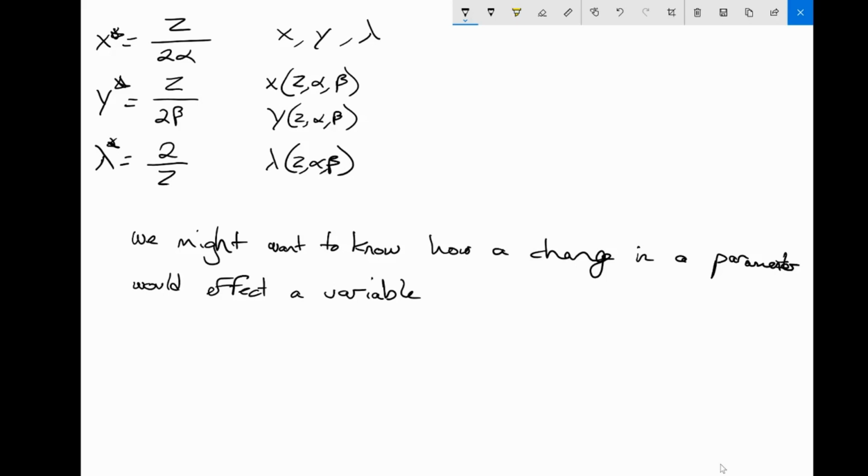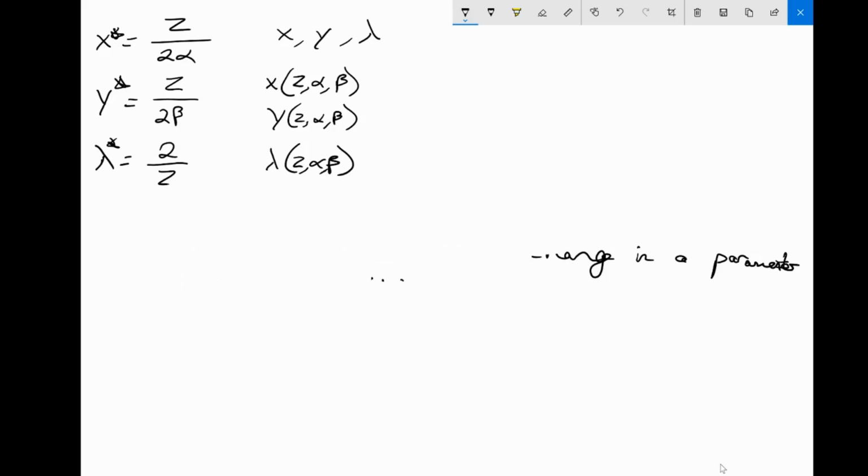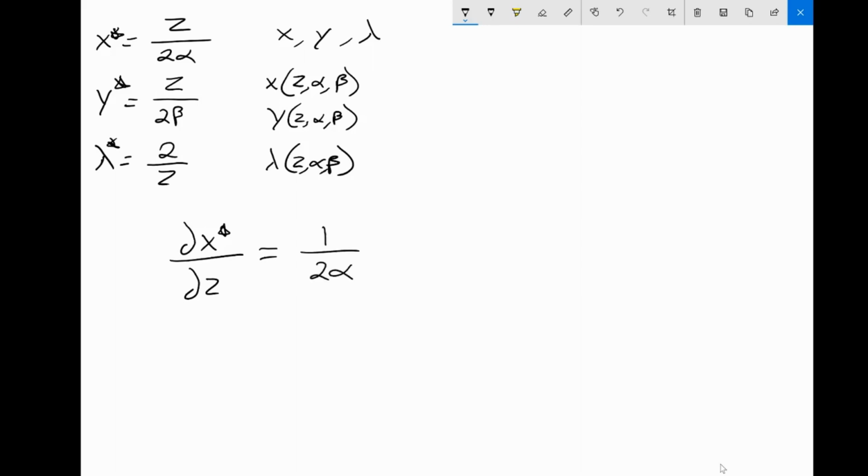Well, how would we do that? We might want to know that. How would we do that? Well, we would take the derivative. So let's say I wanted to know what is the change of x star given a change in z? Well, I would take the derivative. So what's the derivative of x star with respect to z? Well, that would be 1 over 2 alpha. What if I wanted to know how x changes given a change in alpha? Well, I'd take the derivative of x with respect to alpha.